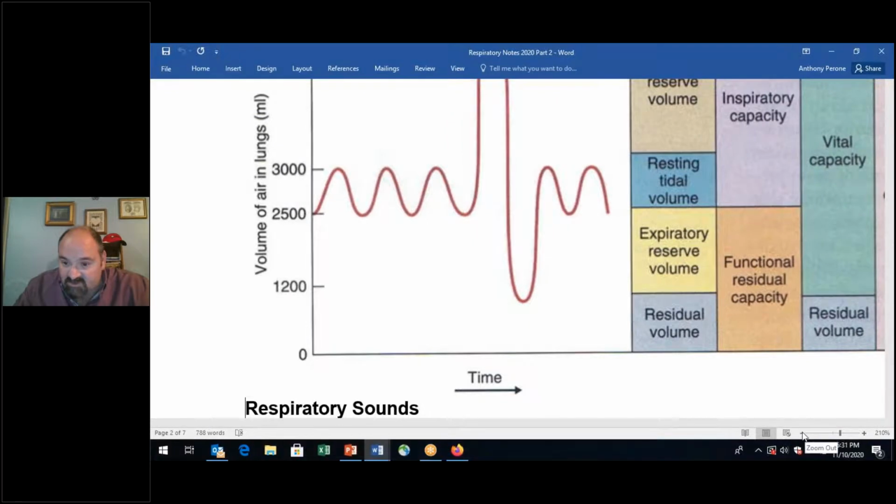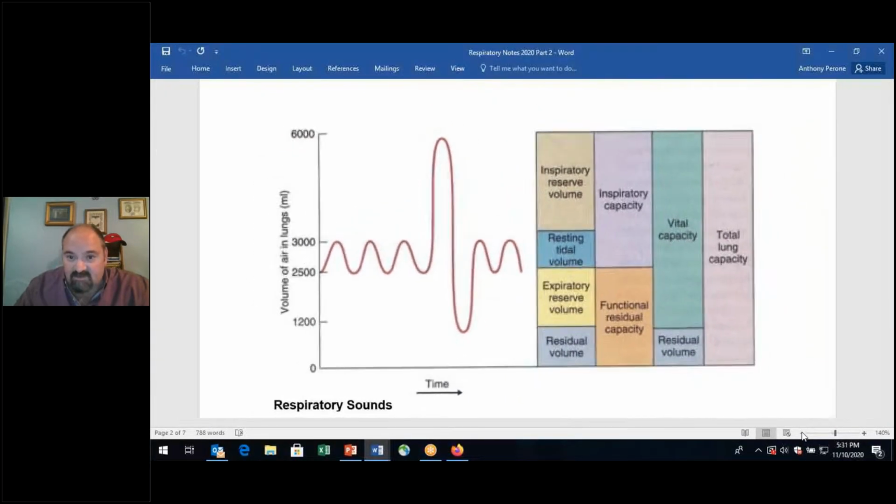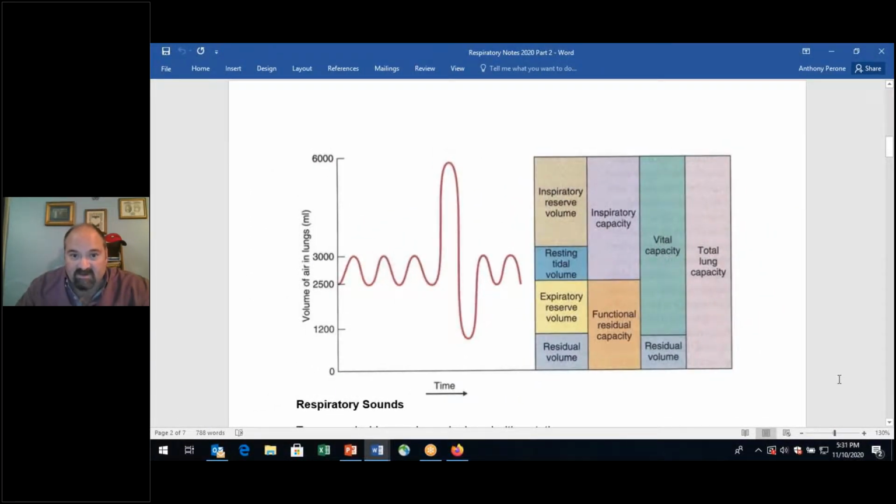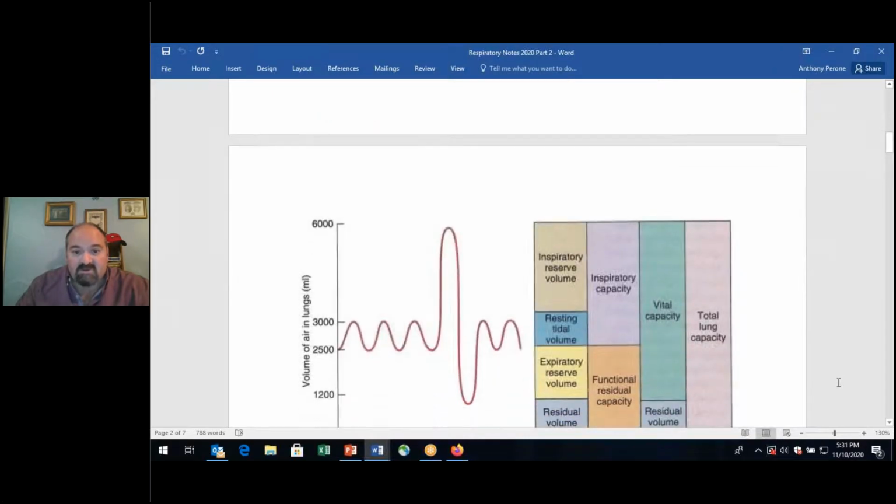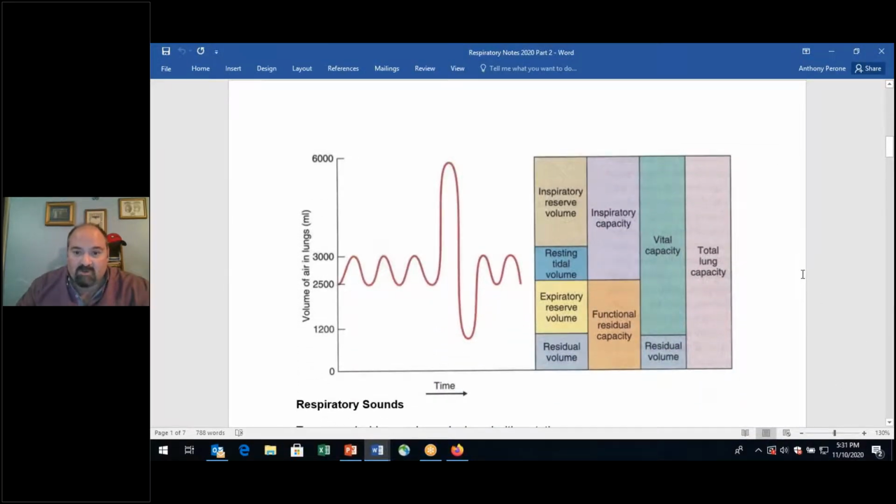I wanted to show you this. And again, this is on the note packet that I will be sharing with you all. This is just giving you an idea regarding the different volumes, and combinations of the volumes create the capacities, okay? And total lung capacity, it's all of the volumes. All the volumes is the total lung capacity.